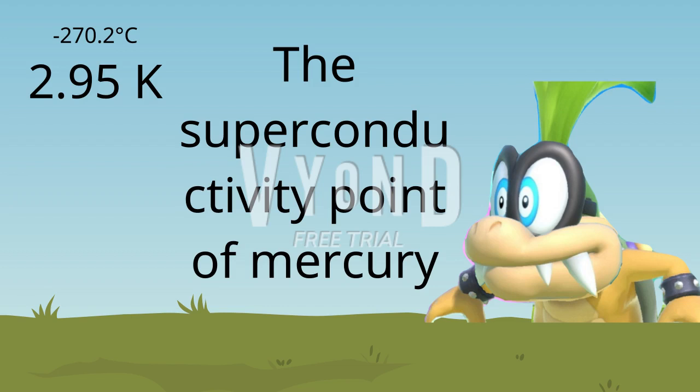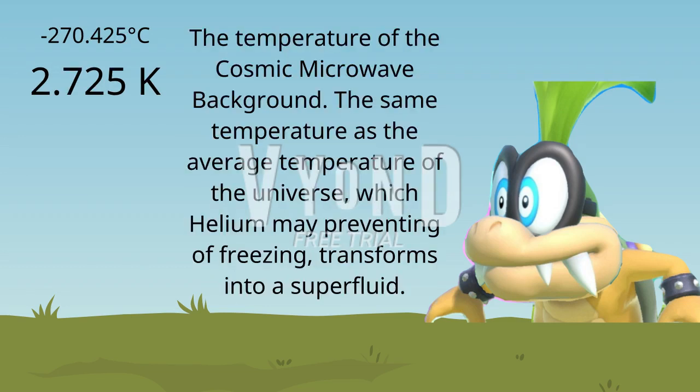The superconductivity point of mercury is at minus 270.2 degrees Celsius, or 2.95 Kelvin. The temperature of the cosmic microwave background is at minus 270.425 degrees Celsius, or 2.725 Kelvin, the same temperature as the average temperature of the universe, which helium may be prevented from freezing, transforming into a superfluid.